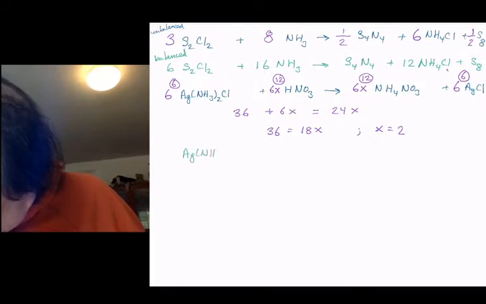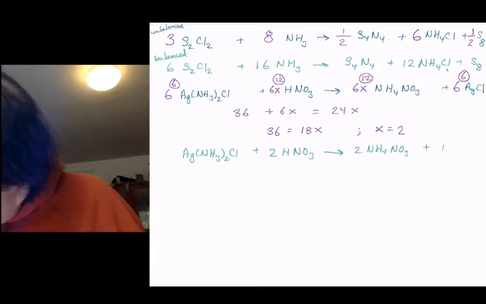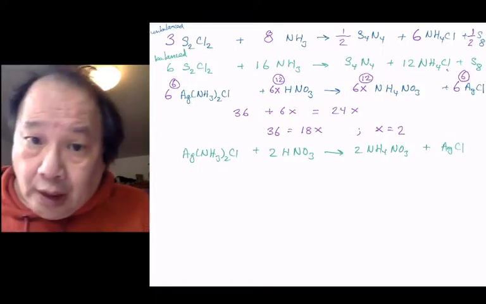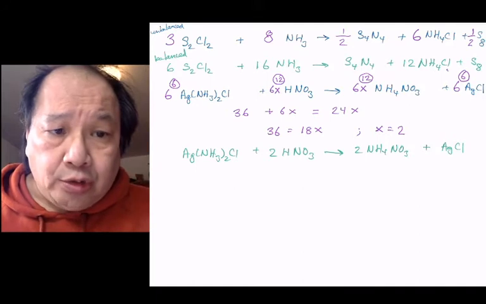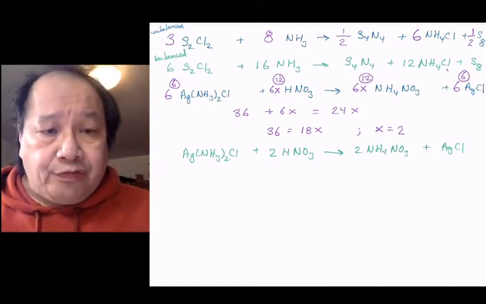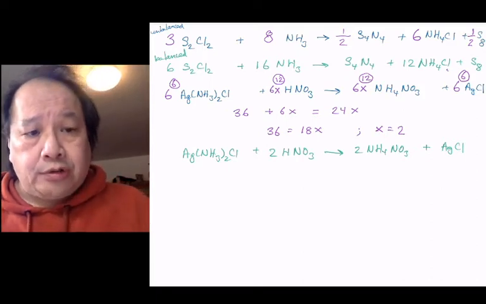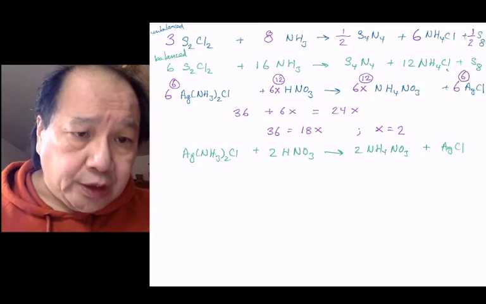AgNH3 2Cl plus 2, remember, we're taking it for all of them together, goes to 2NH4NO3 plus AgCl. And you really want to get this second method down, as useless as it is outside Chem 2070, because it is a general feature of Gen Chem courses that we all throughout the nation test on your ability to use, even when necessary, algebra.